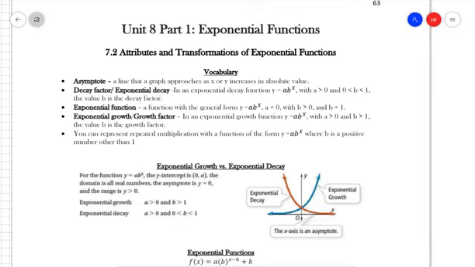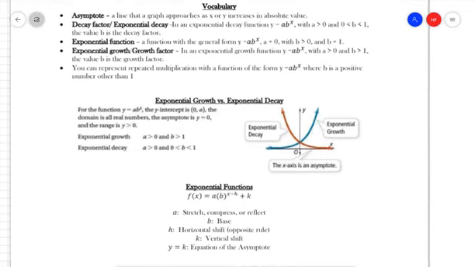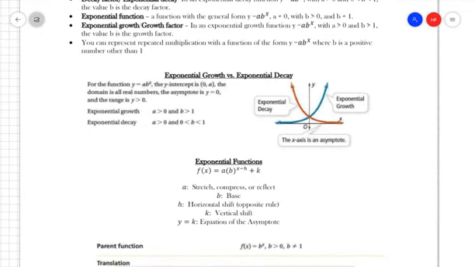Today we are starting our unit on graphing exponential functions. So we're going to be looking at the key attributes of these exponential functions and their transformations. There's a couple of words here at the top that you just need to be aware of, like asymptote, the decay factor, the growth factor, what an exponential function is, and all of that. If you want to go through and read those vocabulary words, it is just their formal definitions.